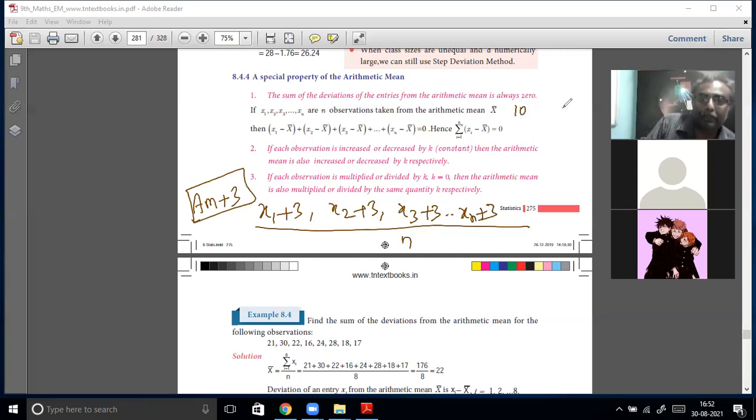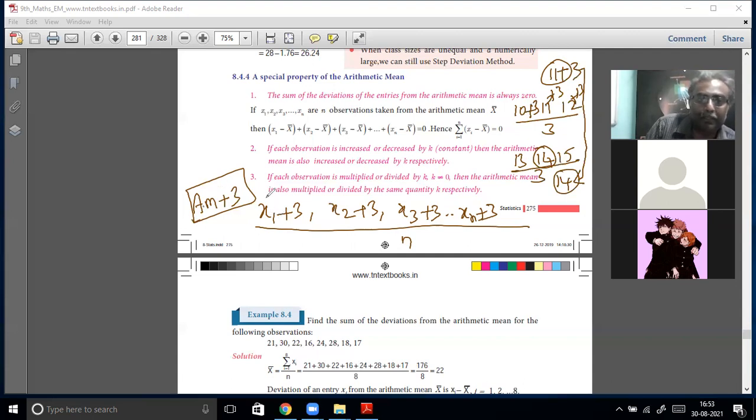10, 11, 12. What is the arithmetic mean? 10 plus 11 plus 12 divided by 3 gives 11. So 11 is the arithmetic mean. Its average is very simple. Now, 10 plus 3, 11 plus 3, 12 plus 3. How much does it become? 13, 14, 15. What is the mean now? 14. So you find that 11 plus 3 is equal to 14. That's why it is telling arithmetic mean plus 3.